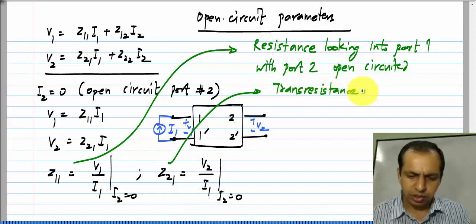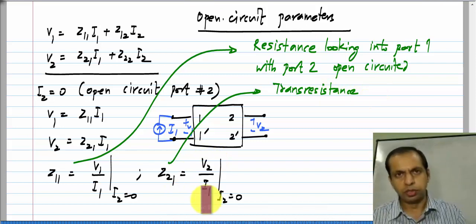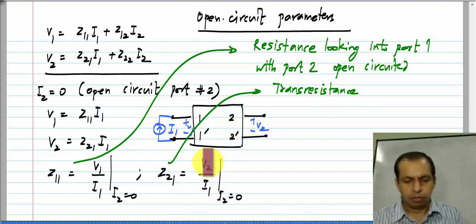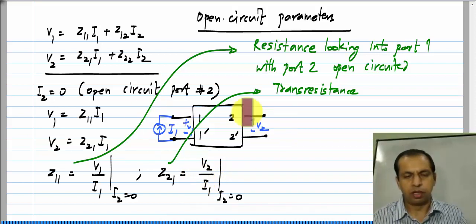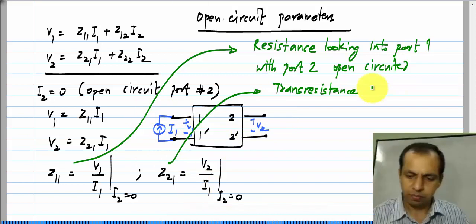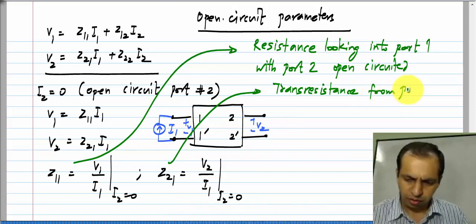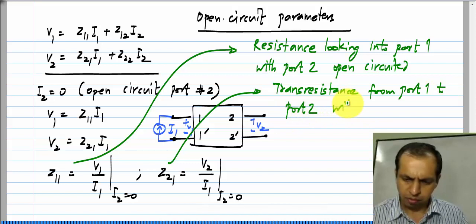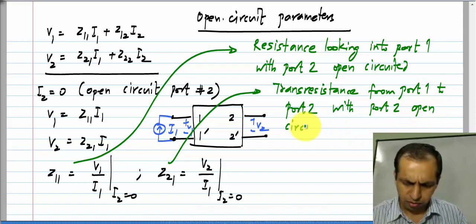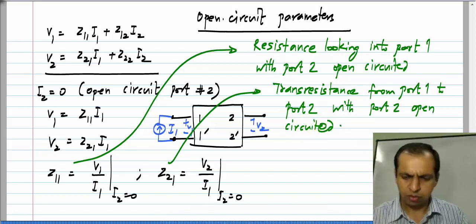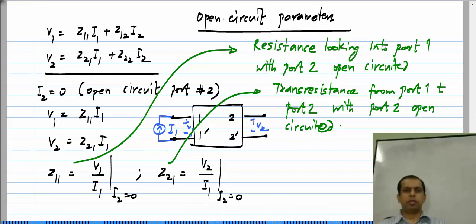Trans resistance means that it is the ratio of voltage to current. So, it has dimensions of resistance, but the voltage and current are not measured at the same place. The current is applied to port 1 and the voltage is measured at port 2. So, the principles are exactly the same as with Y parameters. So, I will go quickly through these remaining parameters.